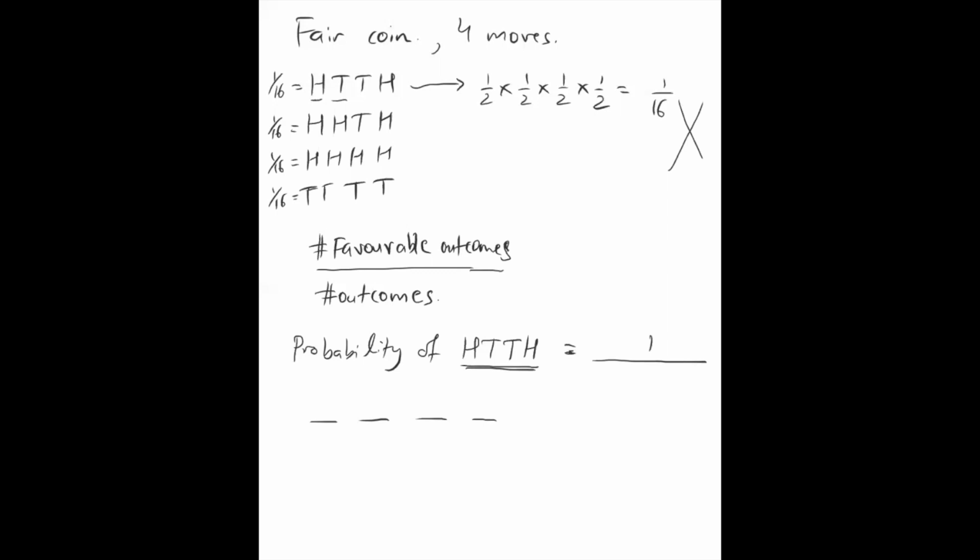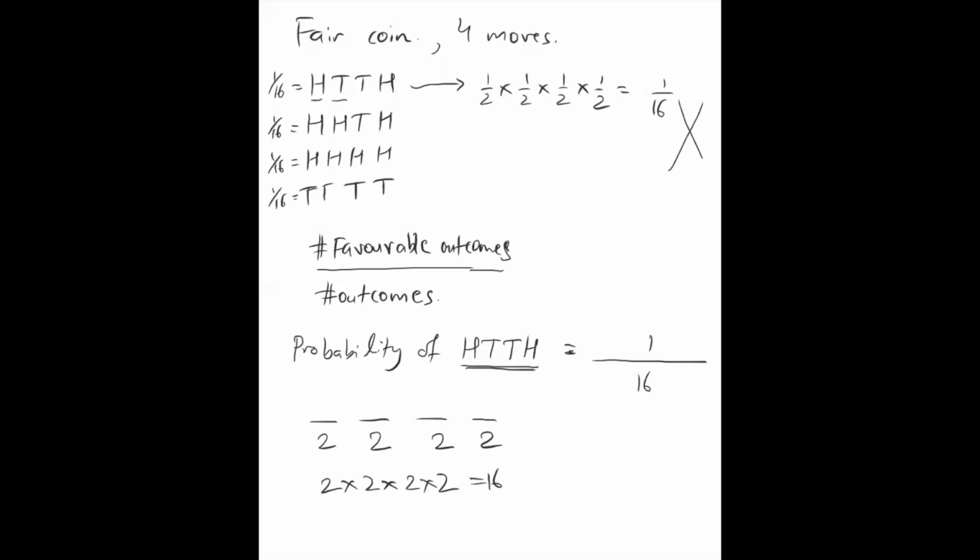Okay, so we've got four tosses, and each of them has 2 choices. One way you could calculate is to just multiply all of them, and that would give you 16. Putting it in the denominator would still give you 16.